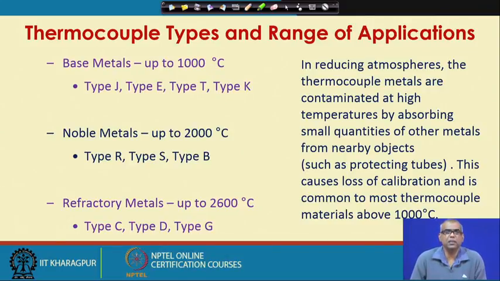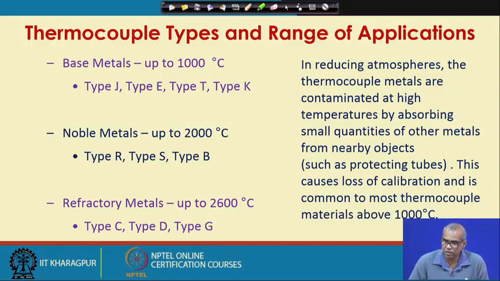These are all indicative ranges. So, if you look at different references, there may be a difference of say 100 degree Celsius or something like that at the higher range. So, they are thermocouples made up of noble metals, type R, type S, type B. Thermocouples made up of refractory metals, they can be used for measurement of even higher temperature up to 2500 to 2600 degree Celsius, type C, type D, type G.